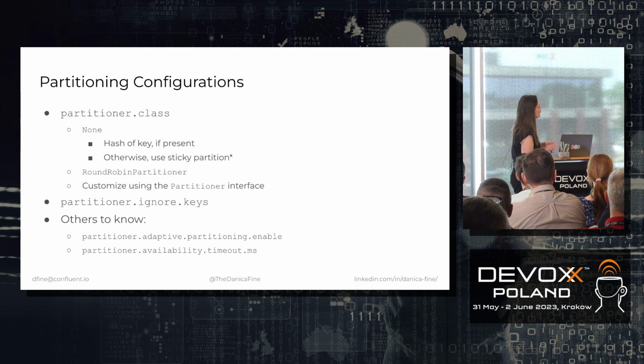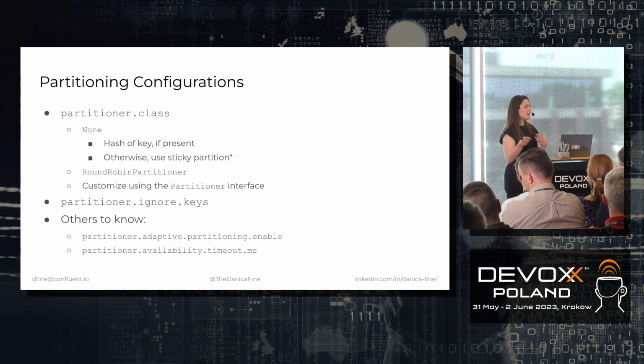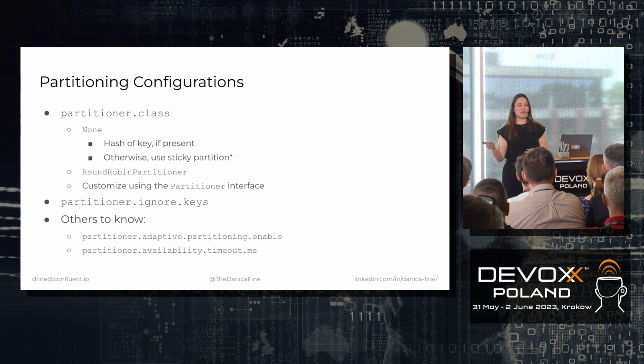Okay. Other lesser known partitioner configurations, we have partitioner adaptive partitioning enable, which is pretty cool. It looks at how quickly the brokers are processing the incoming messages for that topic, and then adapts it to send more data to the faster brokers and less data to the slower ones. In conjunction with that, we have partitioner availability timeout ms, which only works in conjunction with the previous one. If a request to a given partition takes longer than this timeout, then we're going to ignore that partition for a little bit, give it some time to catch up.